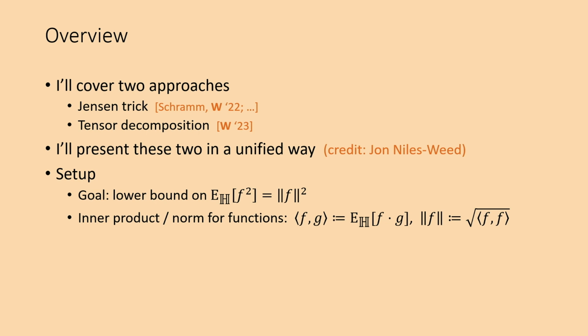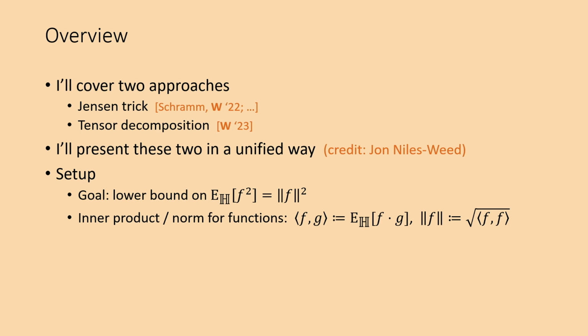So, all right, just some basic setup. What are we going to try to do? Well, if you remember, this was the problematic thing. This was in the denominator. And another way to think of it is the norm of f, where inner products and norms for functions are defined in this way. So the inner product between two things is an expectation.